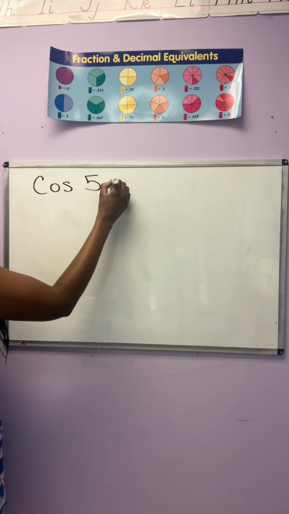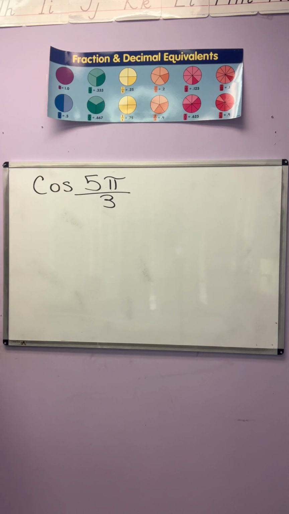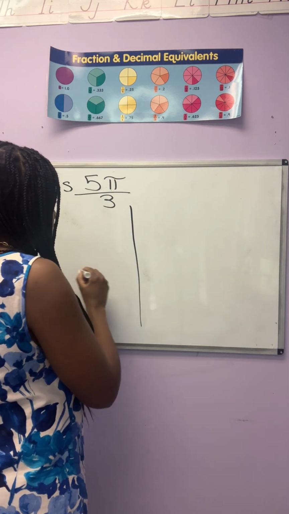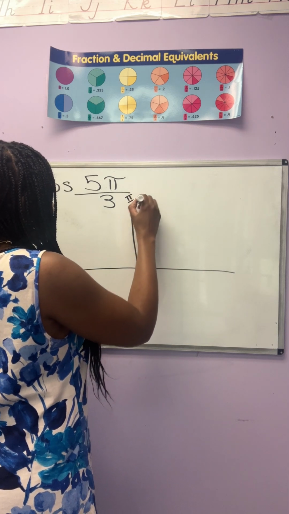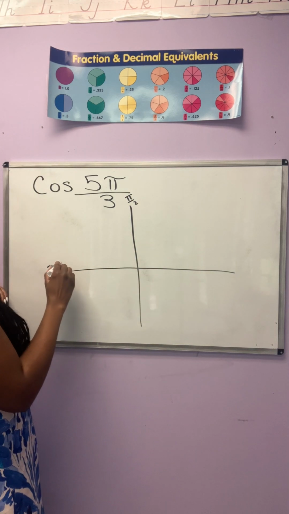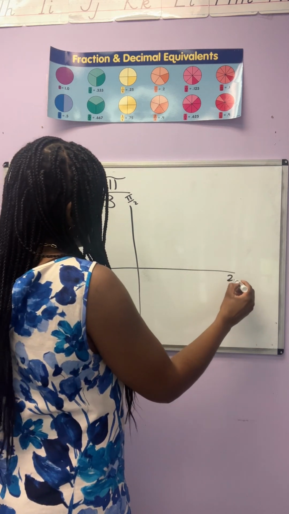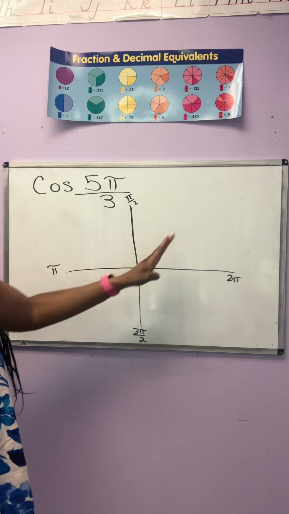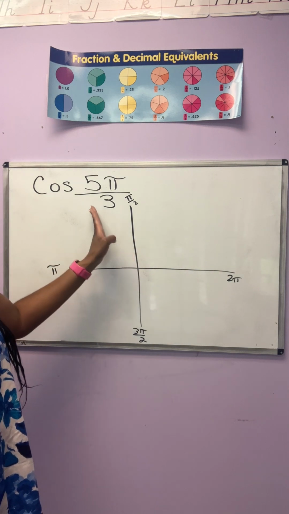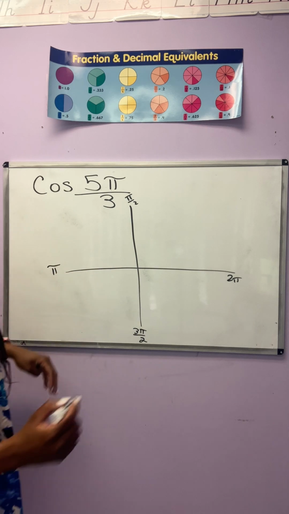All right, cosecant of 5 pi over 3. This is in radians, but again, let's draw our unit circle. So this is pi/2, this is pi, 3pi/2, and 2pi. We're looking for 5 pi over 3. I know 1/3 pi is about right here. Then we have 2/3 pi, this is 3/3 pi, 4/3 pi, 5/3 pi.